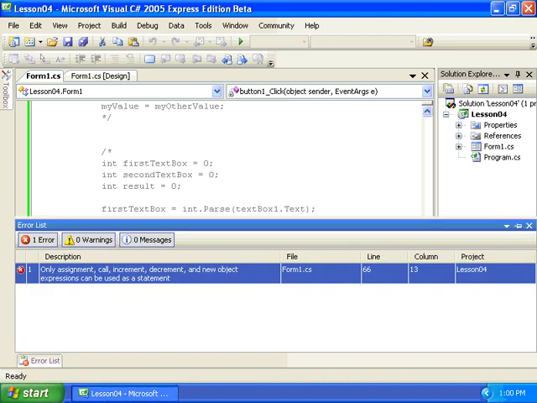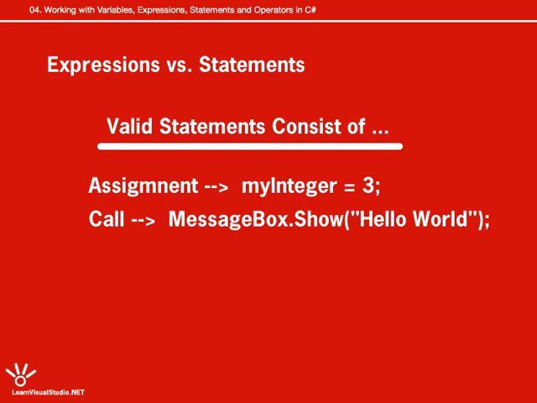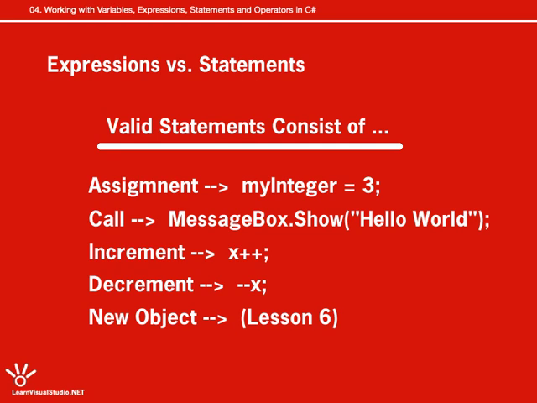As we saw from the error in our error list, a valid statement can consist of some sort of assignment, like x equals 3, or a call, like MessageBox.Show("Hello World"), which we used in our first example. It can be an increment or a decrement of the variable, like x++ or --x, or it can be a new object expression, which we'll talk about in Lesson 6. So let's hold off on that one for a while.